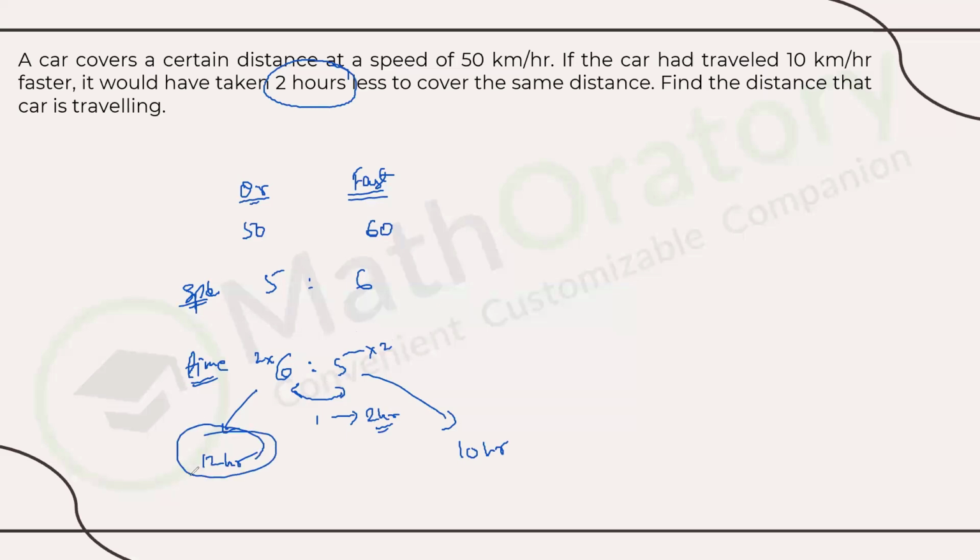So we have 12 hours traveled with the first speed and 10 hours traveled with the second speed. You can check: 50 into 12 is 600, 60 into 10 is 600 kilometers. So the answer for this problem using either scenario, we get 600 kilometers. So another simple problem based on proportionality. I hope this was understood. If not, mention in the comment section and we'll take them up.